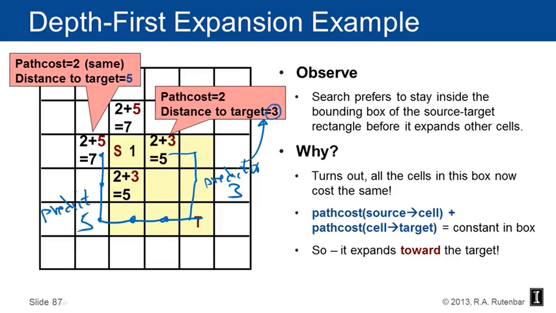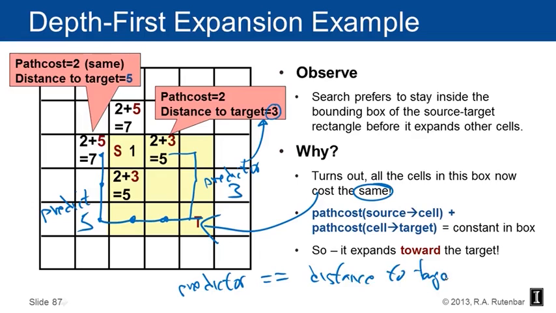Now an interesting thing is that all the cells in the source to target box now cost the same thing, which is to say all the cells in the yellow region cost the same thing, because the path cost from the source to the cell, plus the path cost from the cell to the target, and that's basically the predictor, is constant. In this particular case, our predictor was just defined to be the same as the distance to the target.